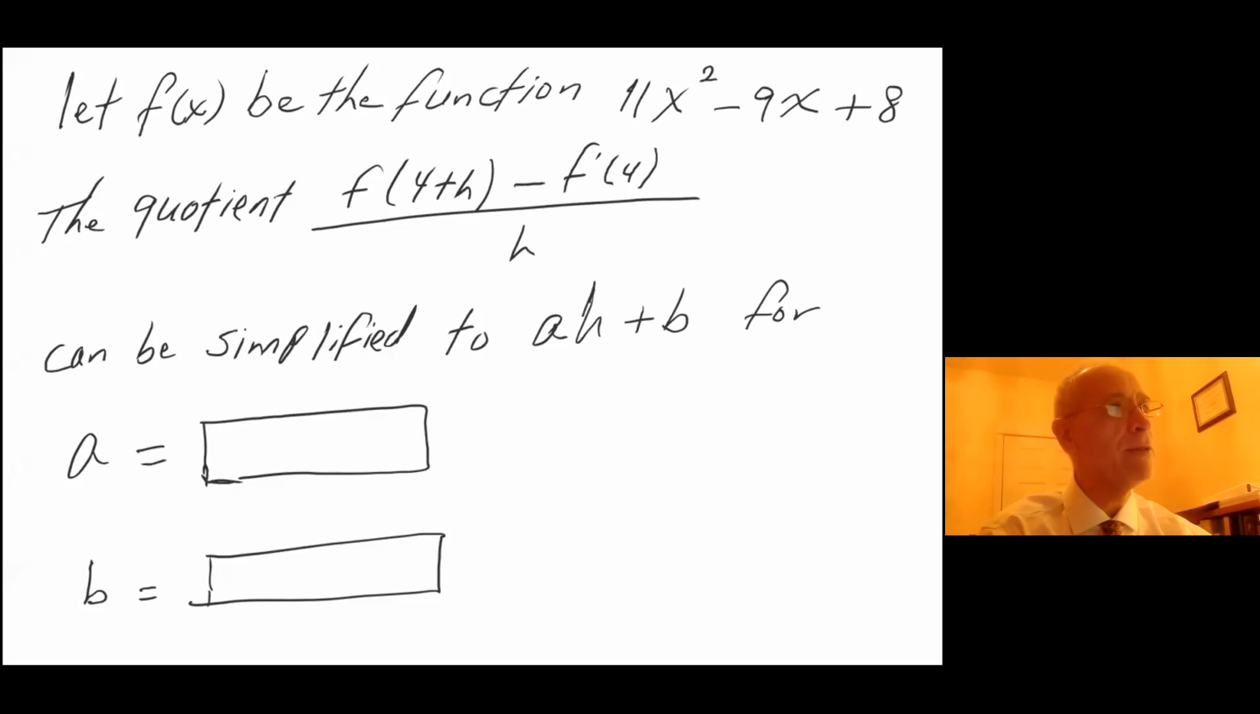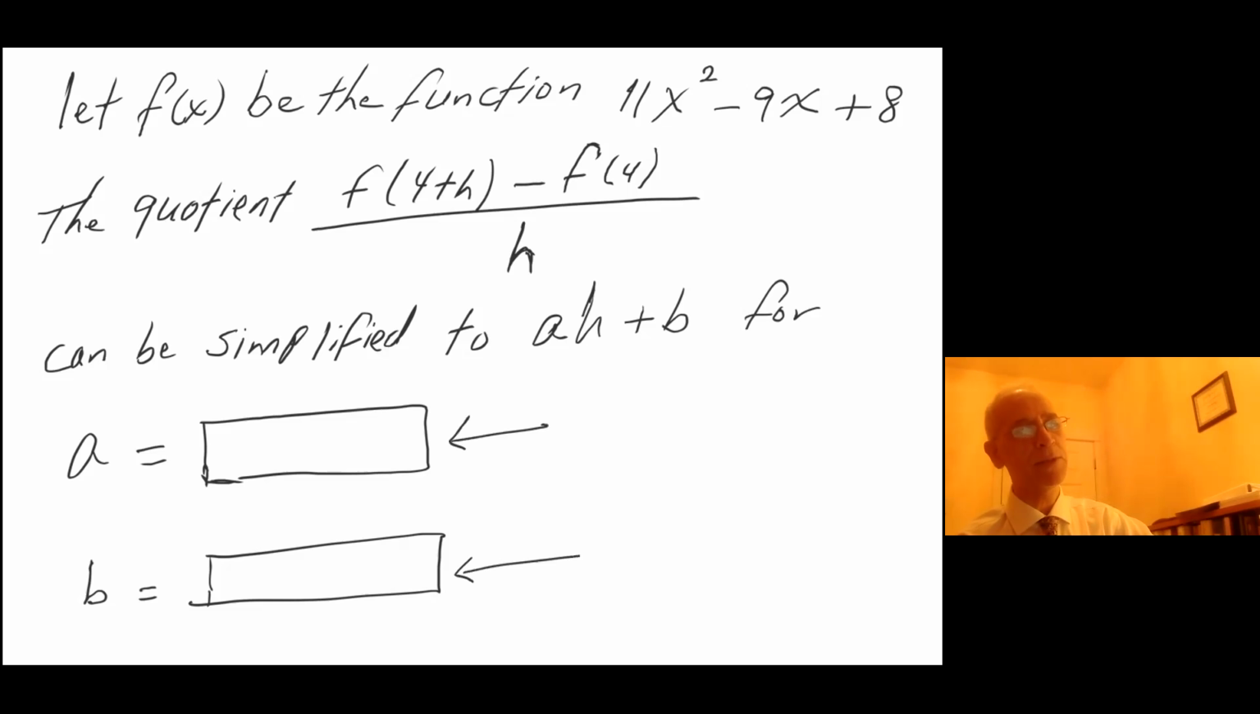Let f of x be the function 11x to the second minus 9x plus 8. The quotient f of 4 plus h minus f of 4, all over h, can be simplified to ah plus b. And so our job is to find out what is the coefficient of h, in this case A, and what is the B, and put down the numbers.